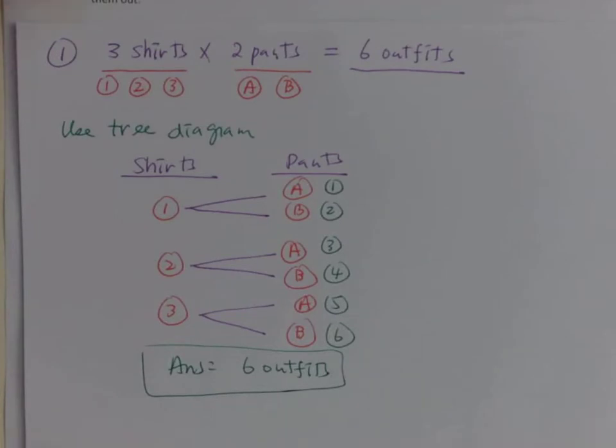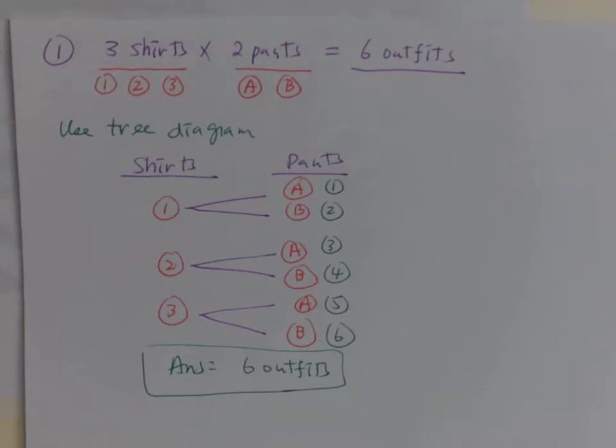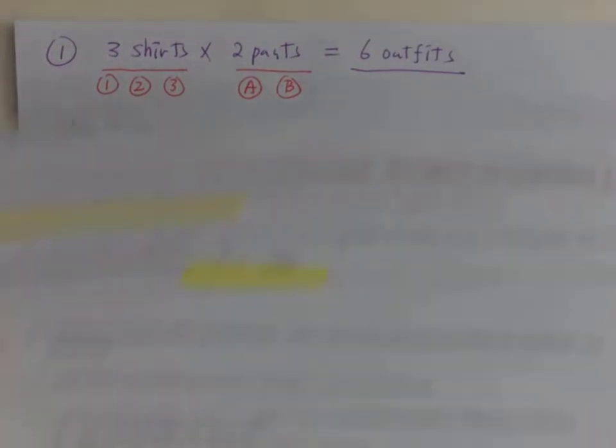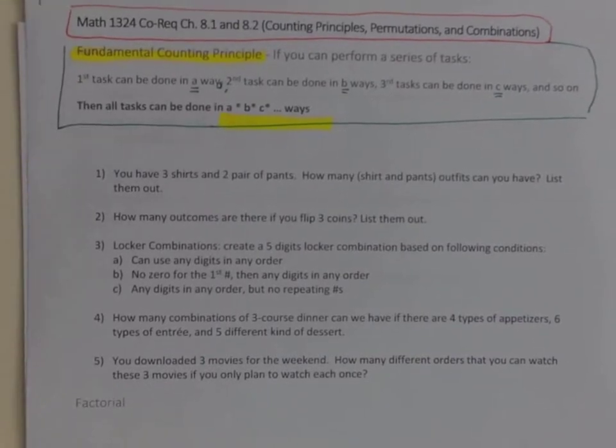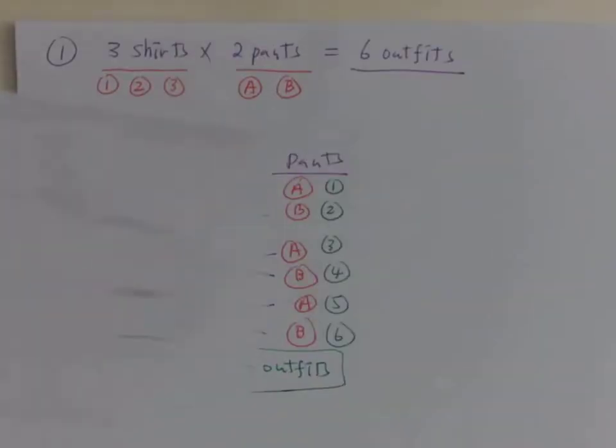I will give you the question files on eCampus. All right, the second question, when you're ready. The second question says, how many outcomes are there if you flip 3 coins? List them out. So let's try that.